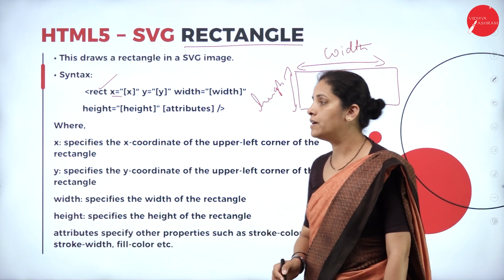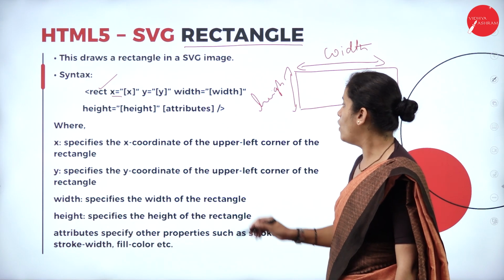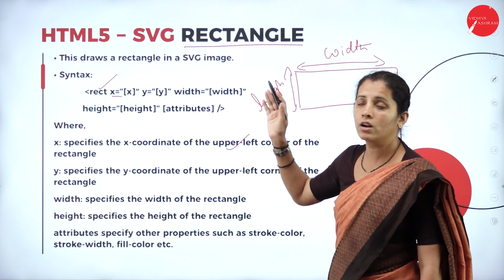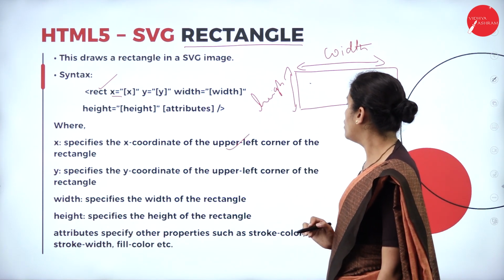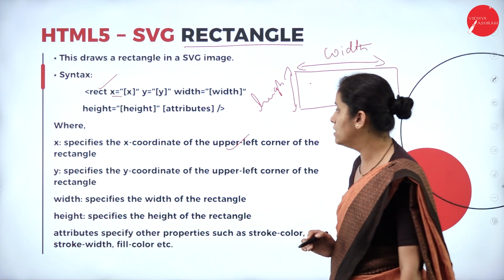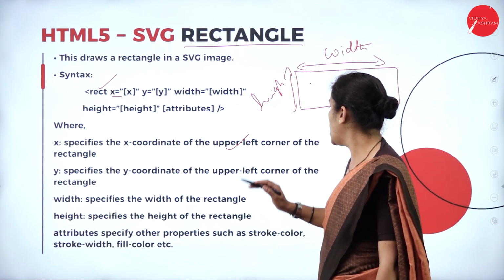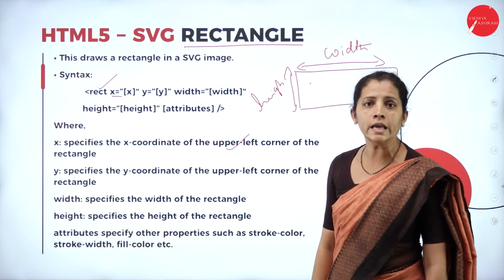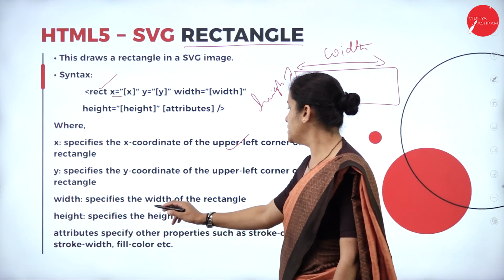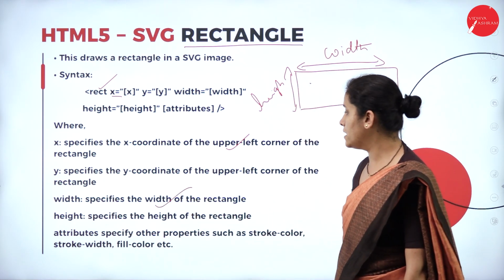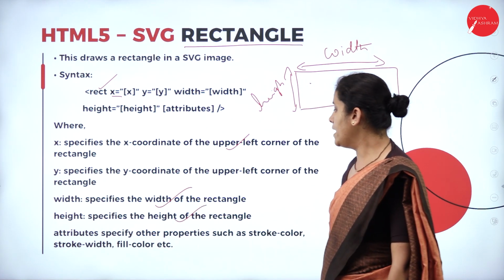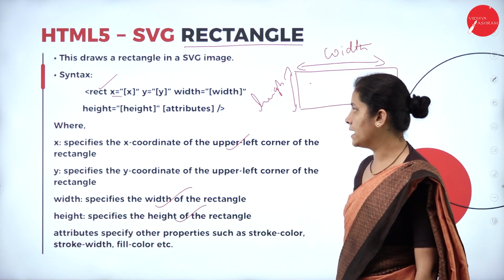Where x specifies the x coordinate of the upper left corner of the rectangle, and y specifies the y coordinate of the upper left corner of the rectangle. Width specifies the width of the rectangle. Height specifies the height of the rectangle.